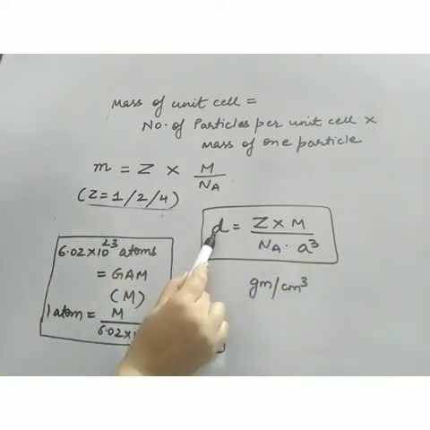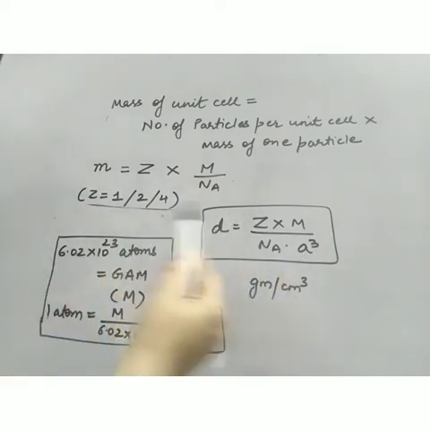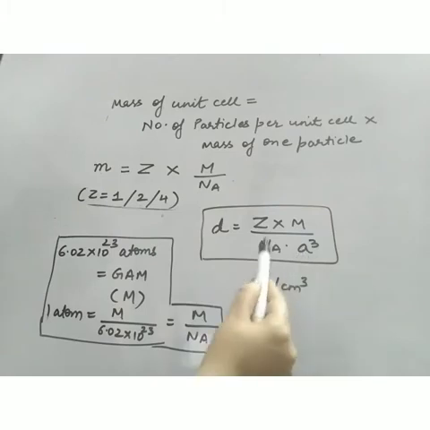If we know the density of the unit cell, we can calculate the edge length. If we know the density and edge length, we can calculate Avogadro number. So with the help of this formula, we can calculate anything related to the unit cell. Important thing, the other parameters should be given.